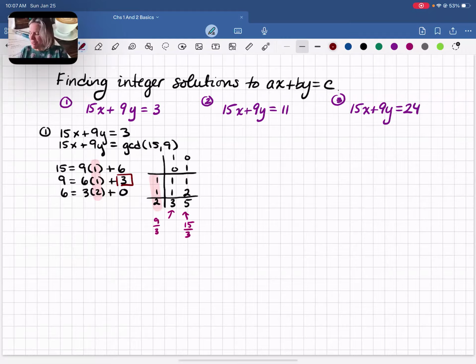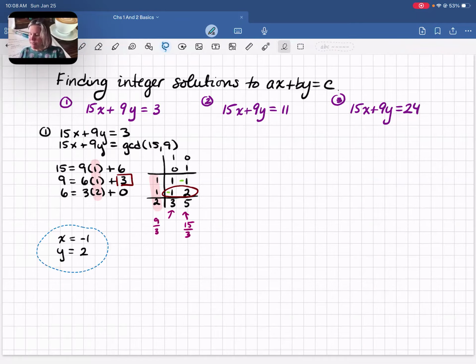Then my answer will be these values 1 and 2 right here. So I will have x equals and y equals. I also need to think about one of them being negative, and I need to annotate these with negative signs. On the first row, it's the second column that's negative, and then it alternates from there. The first column goes with the bigger number. The bigger number is 15, so that's x. So x is -1, and y is 2. All right, so I found one solution to 15x plus 9y equals 3 using the extended Euclidean algorithm: x is -1 and y is 2.